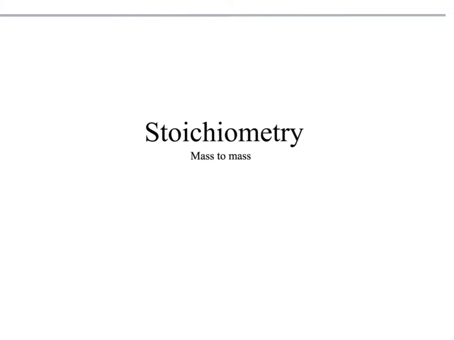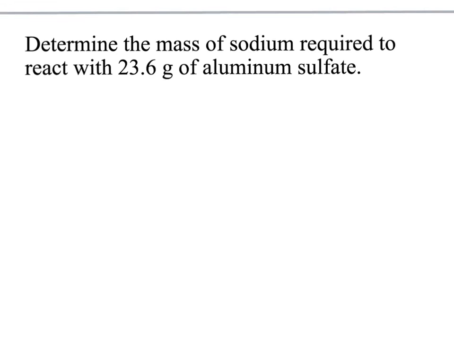So in this video, we're going to do mass-to-mass stoichiometry questions. So that would be like if something was in grams and we still want it to be in grams. So our first question is, determine the mass of sodium required to react with 23.6 grams of aluminum sulfate.